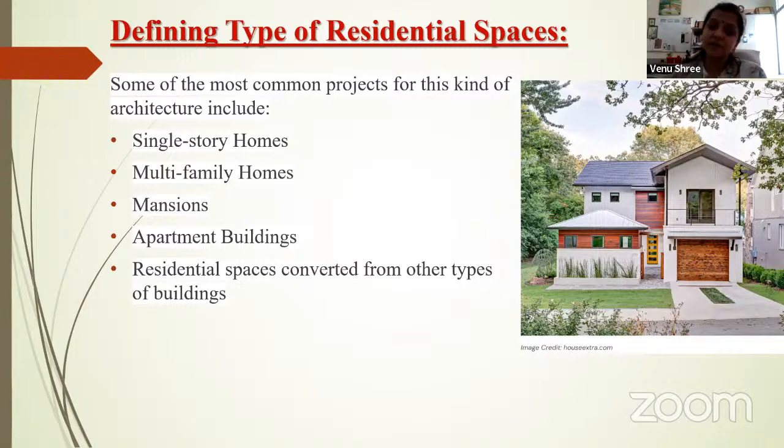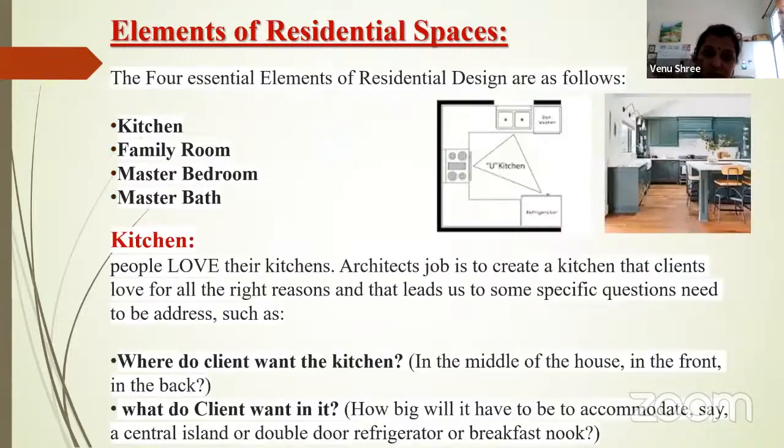And all these types of residential spaces have four main spaces, or I can say four main elements, which are designed and attached in a specific manner. And these elements are: first, kitchen; family rooms; master bedroom; master bath, or different bedrooms. Kitchen is a place.